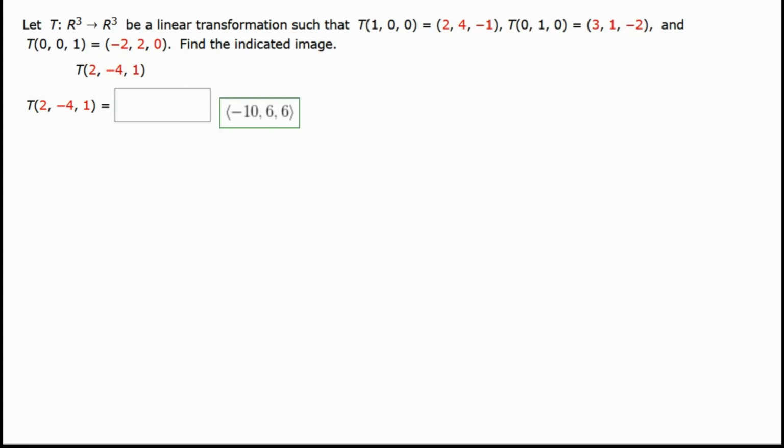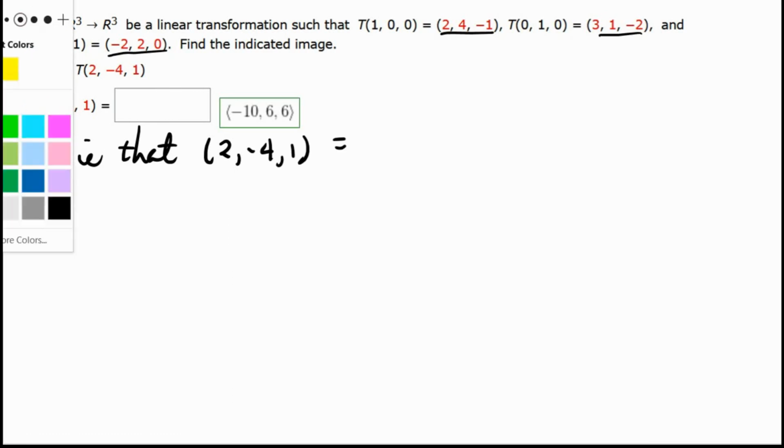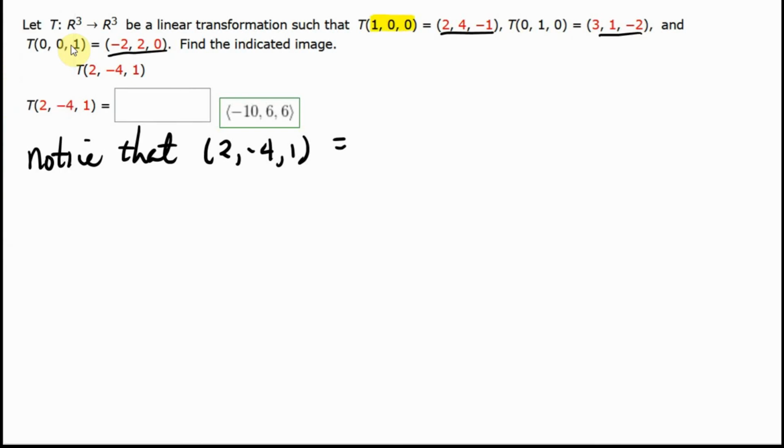Basically, what he's saying is, can we write the vector 2, negative 4, 1 as a linear combination of the given vectors? This vector here, this vector there, and that vector there. Can we write it as a linear combination? Well, first, notice that we can write the vector 2, negative 4, 1 as a linear combination of the basis that has 1, 0, 0, 0, 1, 0, and 0, 0, 1. So we do that first.